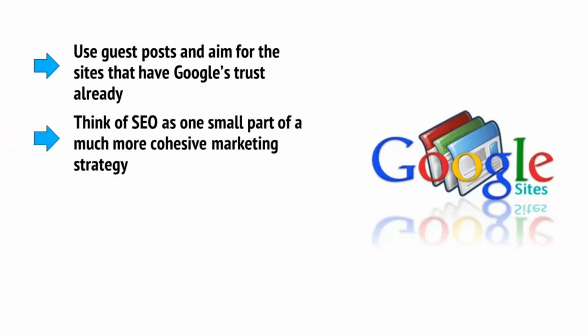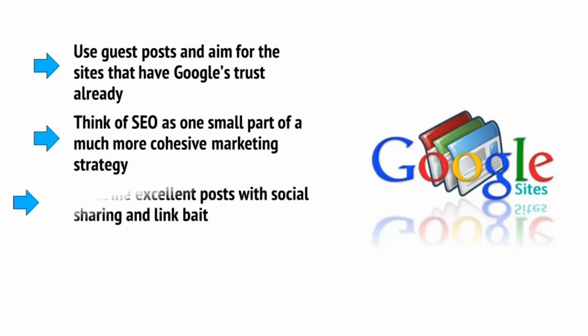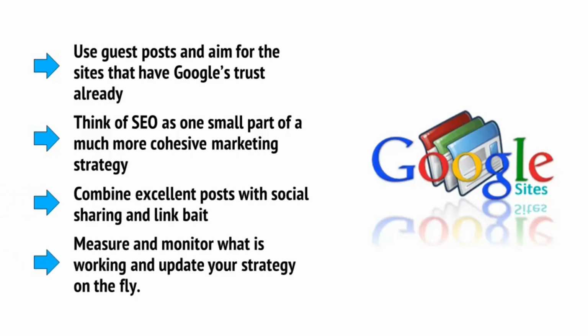Think of SEO as one small part of a much more cohesive marketing strategy. Combine excellent posts with social sharing and link bait. And finally, measure and monitor what is working and update your strategy on the fly. Another tip is to make sure you do your research and examine which terms to target before you set out. But even more important than that is to choose the right niche.